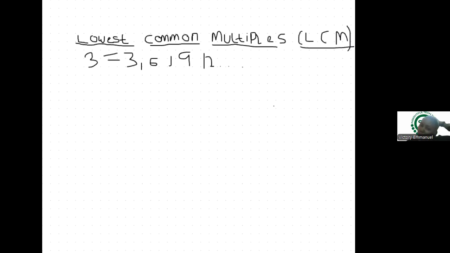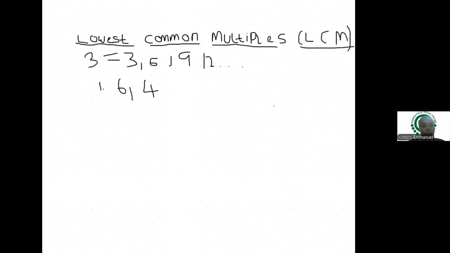Now we have an example, right? Let's say, for instance, you are asked to find out the LCM of 6 and 4, okay? Number one, this is how you do it. I'm teaching strictly the long division method. Find out the LCM of 6 and 4.